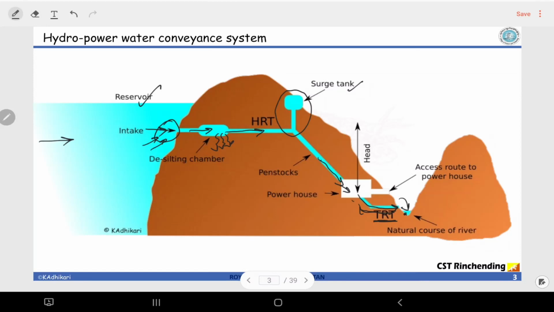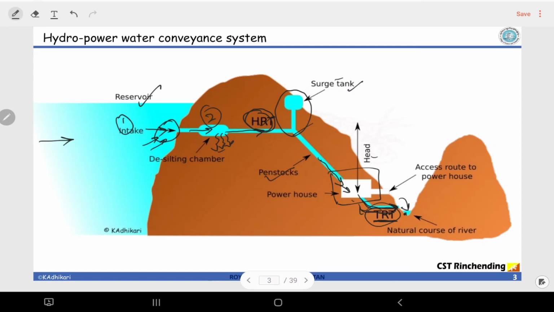So we have the intake facility number one, we have the desilting facility number two, we have the headrace tunnel that connects the desilting chamber with the powerhouse. Okay, before that the penstock also comes. Okay, so headrace tunnel. After that comes the surge tank. Then the main channel or tunnel that connects this with the powerhouse is the penstock, and in the powerhouse the power is produced. After that the water is led back to the main river course from the tail race tunnel. So this is the overview, and we will be studying all these components in this unit.